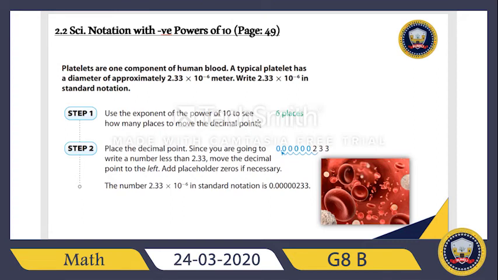Now where is my decimal point? It is between 2 and 3. Now starting from here, I will move it 6 places to the left. Then what is the result? It's 0.0000233. Alright, then this number is the standard notation for the number 2.33 times 10 to the power of minus 6. Alright?